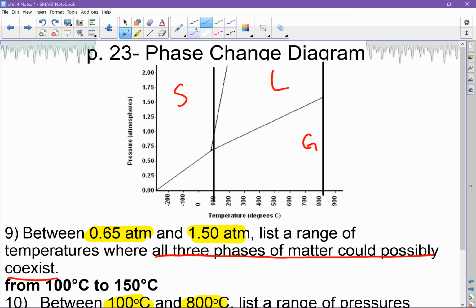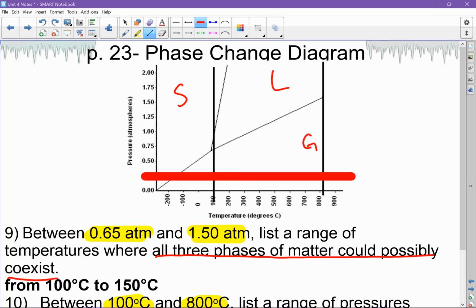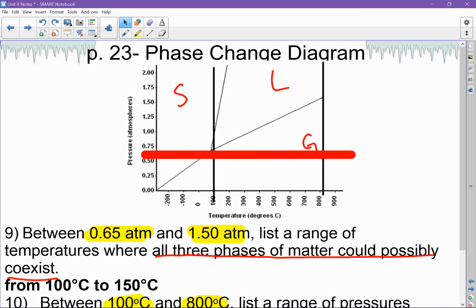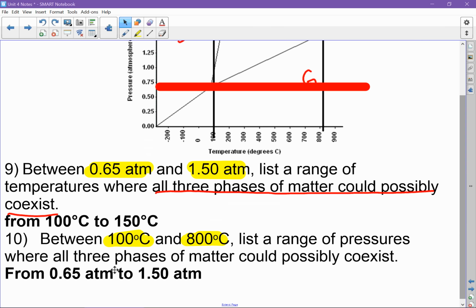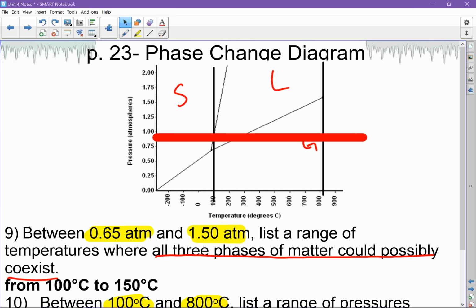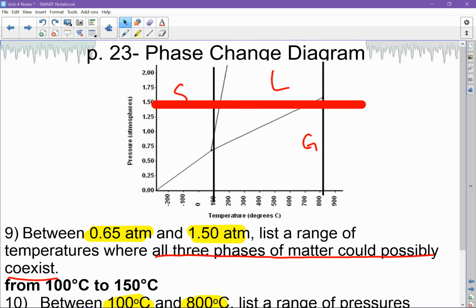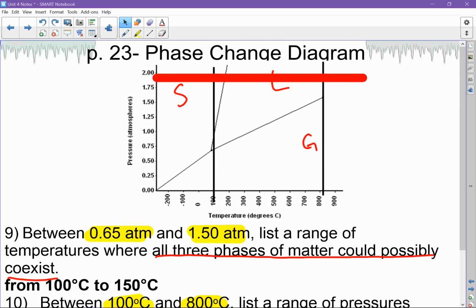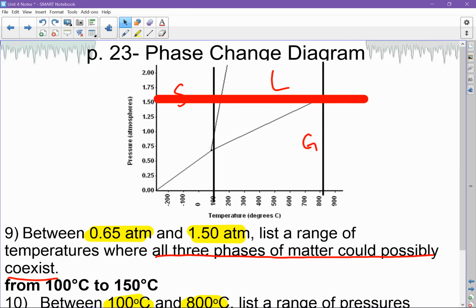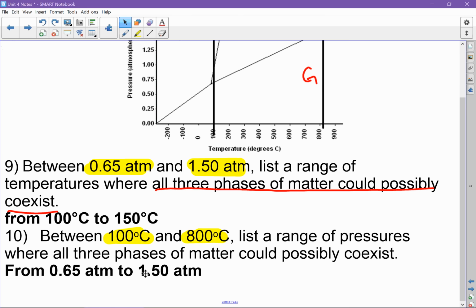And so again, I want to be able to find all three states of matter at the same time. So if I start way down here, I've got solid and gas, but not liquid. So I got to keep looking, keep looking. Okay, if I hit here, the triple point, then I have all three states of matter. So the lowest pressure that could happen is around 0.65. Now, if I keep going up, keep going up, keep going up, I still have all three states of matter, right? If I go higher than that, I've lost the gas phase. So the highest that I can go up is about to the end of this line right here, which is right about 1.50 atmospheres, okay?